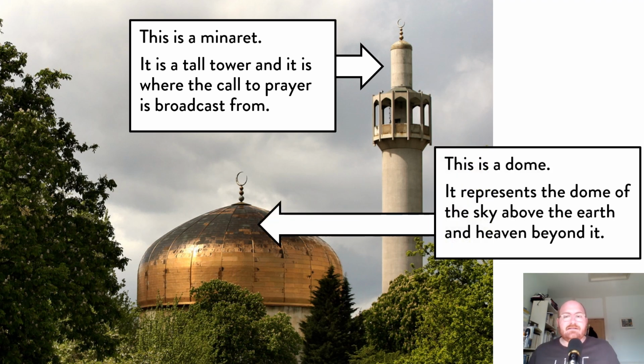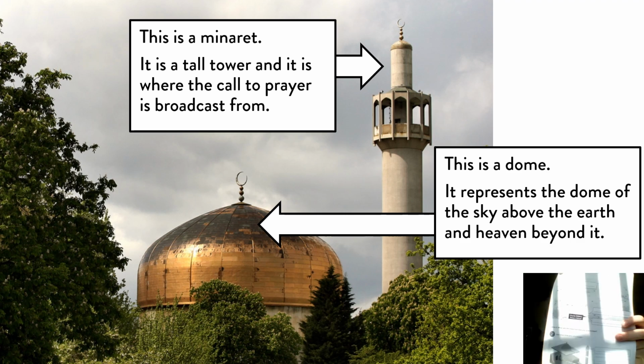And the second is a dome. So a dome is anything that's like this sort of semicircle shape, half a circle. And it represents the dome of the sky above the earth. And beyond that, Muslims believe heaven. So a dome is like the sky over the top of the earth, and beyond the dome is heaven. And most mosques you would see now have a minaret and a dome, but not all mosques. You can get mosques without those.